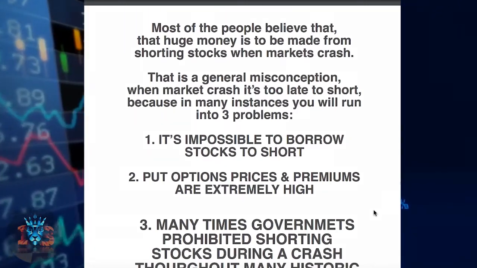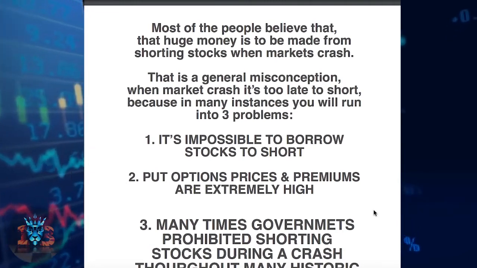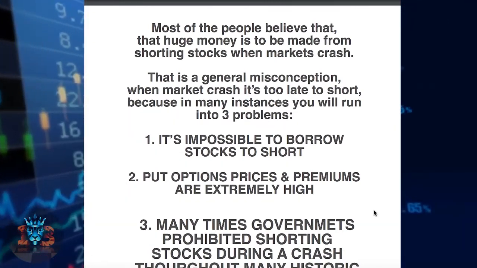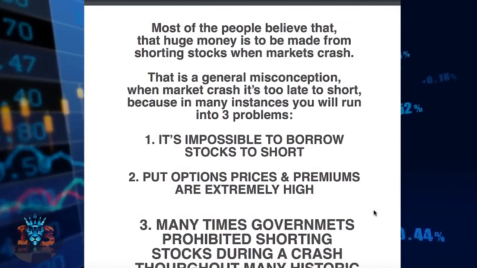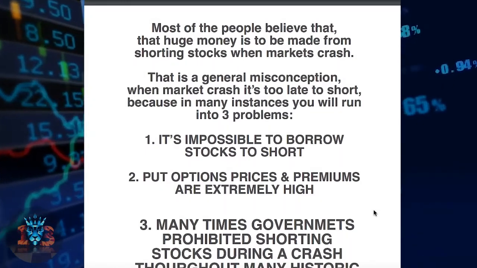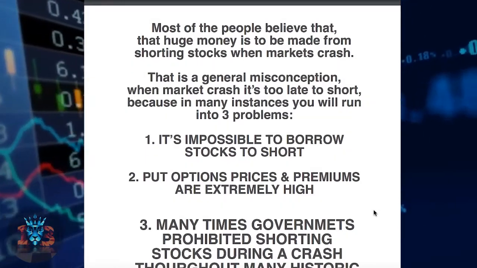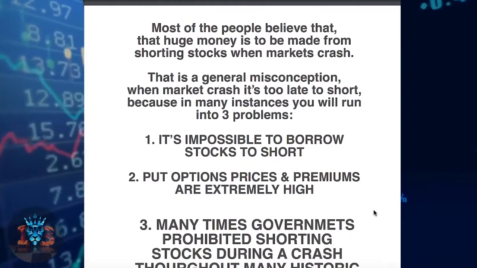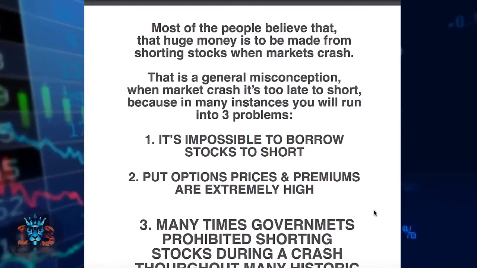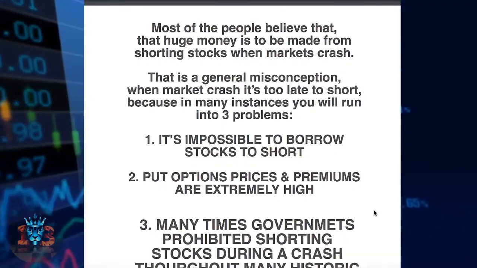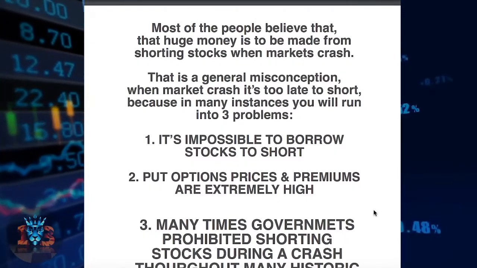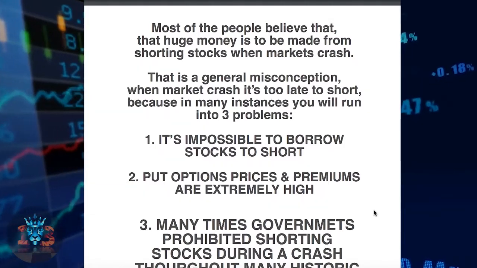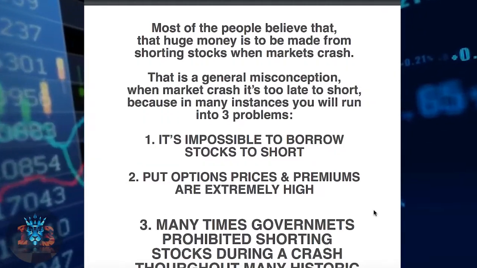Problem number 1: if you're shorting stocks and not dealing with put options, it's going to be simply impossible to borrow stocks to short. When it becomes apparent to everybody that the market is crashing, nobody's going to want to lend you the stocks, or maybe all the stocks that were available are gone. And so you simply may run into an inability to short.